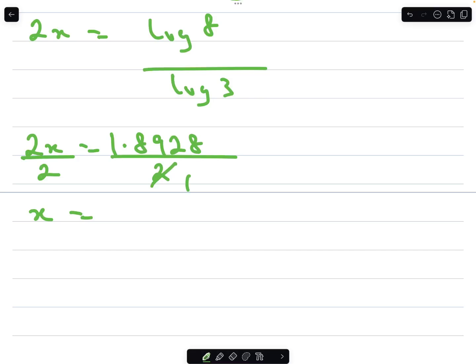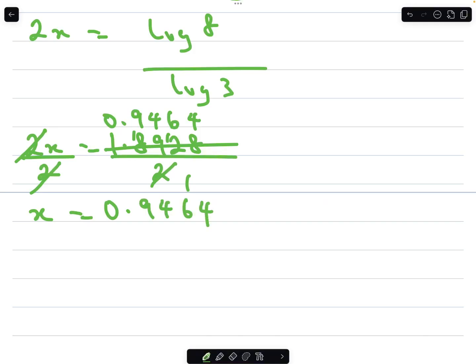x equals 2 in 1, 0 point, carry the 1, 2 in 18, 9, 2 in 9, 4, remaining 1, 2 in 12, 6, 2 in 8, 4. And that means x equals what? x equals 0.9464. Beautiful. Can you see it?